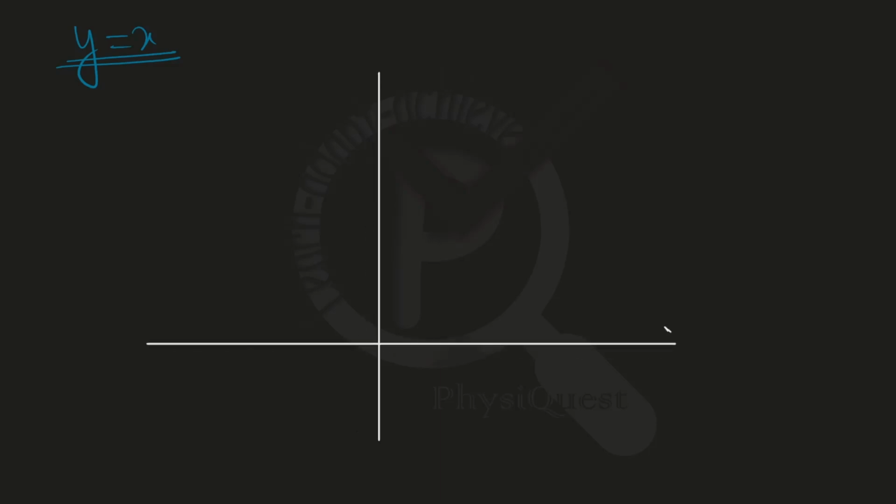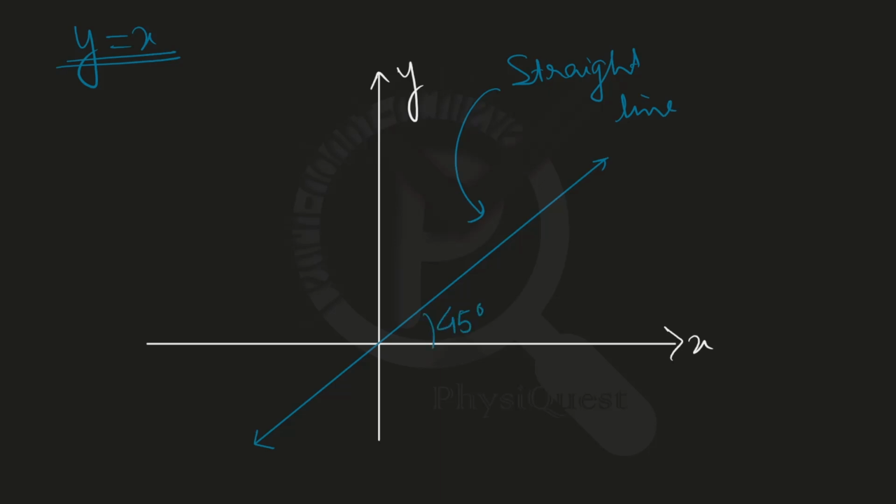If I plot, this is the y-axis, this is the x-axis, and if we plot this function, we will get something like this, extended on both sides. This is the graphical representation of y equals x. This is a straight line, and this straight line makes an angle of 45 degrees with the positive x-axis.